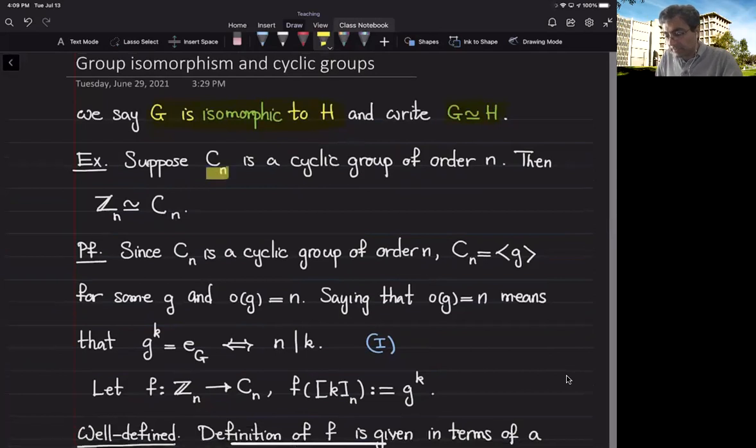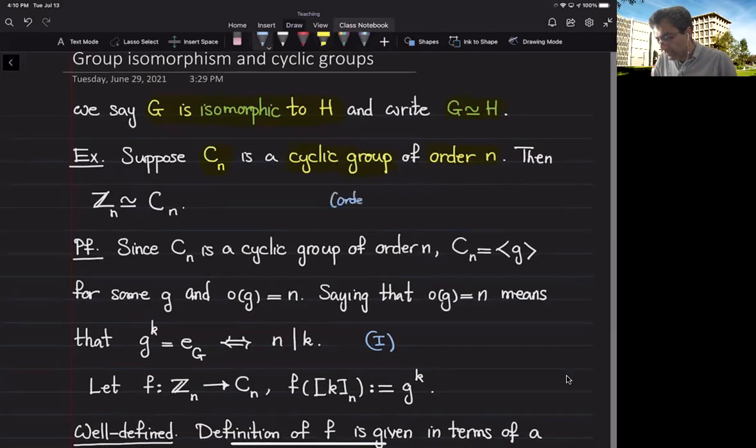Okay, so here is an important example. Let's say I tell you C sub n is a cyclic group, and its order, its cardinality, is n. Remember, we said the order of a group is nothing but its cardinality. So let me again emphasize: the order of a group G is its cardinality. Please do not confuse the order of a group with the order of an element, even though they are tightly related to each other, they are different things.